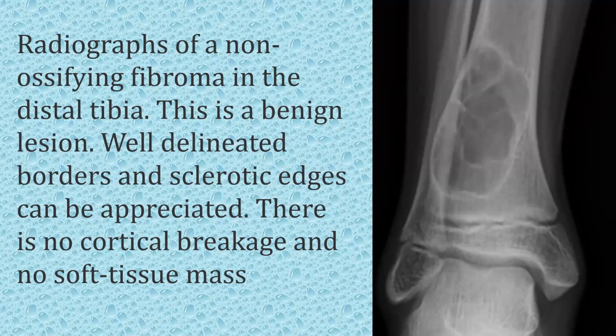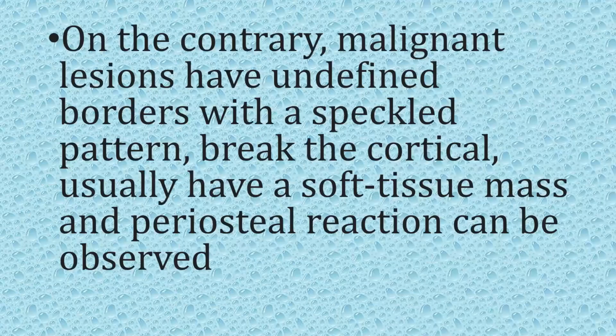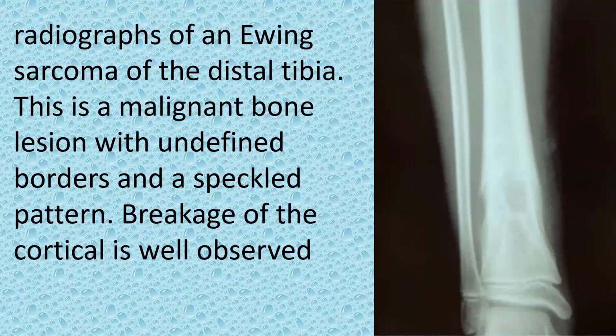On the contrary, malignant lesions have undefined borders with a speckled pattern, break the cortex, usually have a soft tissue mass, and a periosteal reaction can be observed. This is a Ewing's. Look at it. You see that there's a Codman triangle, which I will be discussing later on. You see erosions. You see that you cannot define the borders of this tumor.